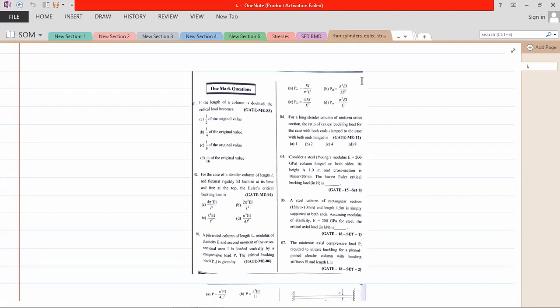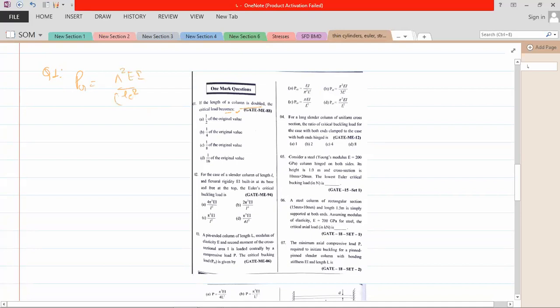Okay, let's take the first question, question number one. It is given that if the length of the column is doubled, the critical load becomes what? So just apply the formula. P critical is equal to pi square EI upon LE square. So if the length is doubled, the critical load will be 1 by 4 times, that is, 1 by 4th of the original value.